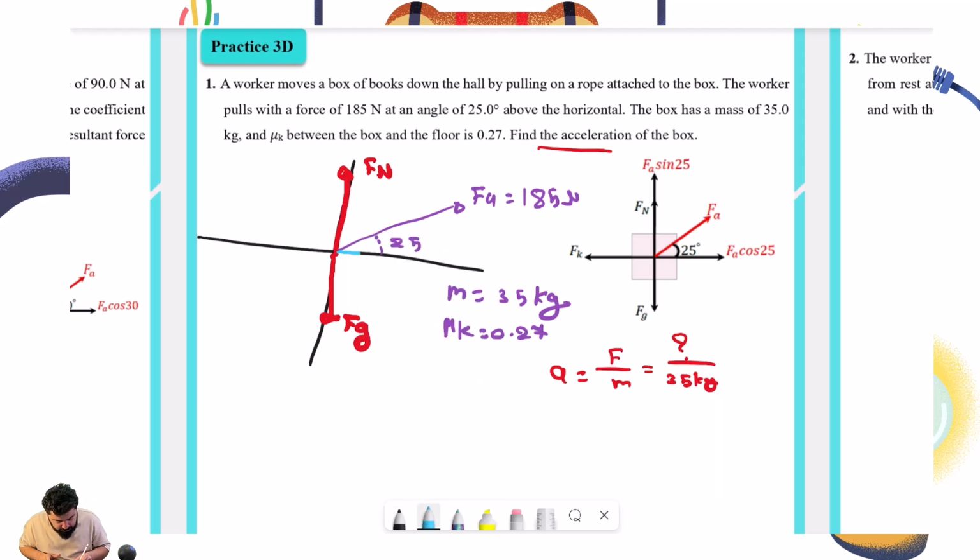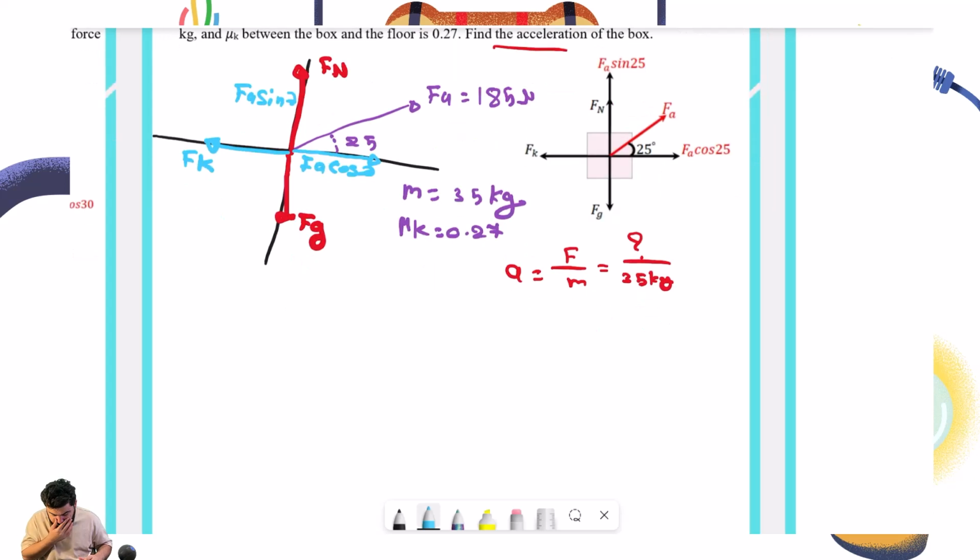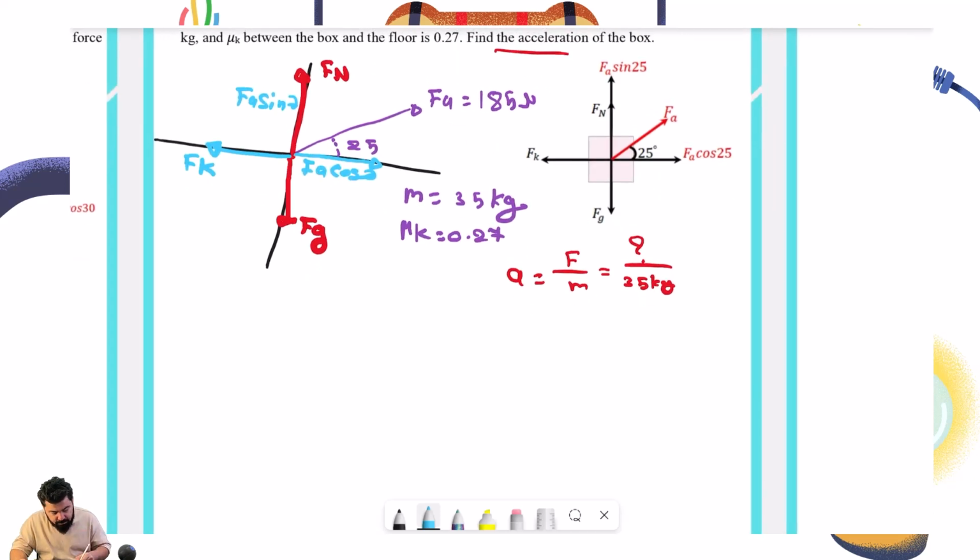Then you analyze this vector into two components. This is going to be Fa cosine theta. This one is going to be Fa sine theta. Of course, Fax and Fay, but I don't have to write that every time. So this is going to be Fk. So let's find Fn. As usual, we have to first find Fn. So how can we find that?